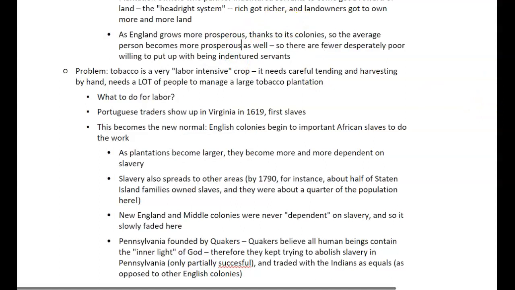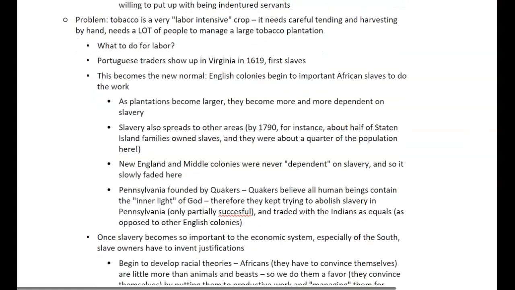Ironically, as the colonies prospered, fewer and fewer people wanted to go over there as indentured servants because who wants to put up with that? And you know, I'm doing okay at home in London now. Well, the problem is, tobacco is a very labor-intensive crop. It needs careful tending and harvesting by hand. So what do you do for labor? Portuguese traders first show up actually by accident in Virginia in 1619, carrying a cargo of slaves.